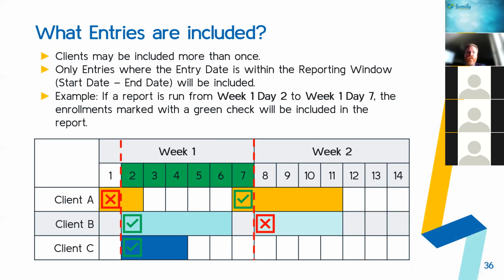So if the client was checked into the project before your reporting window, even if they're still active, it's not going to show up. So client A's first enrollment here, checked in on week 1, day 1. You're running your report starting on week 1, day 2. Because they were enrolled in the project before, it's not going to show up in the report. But anything else where the enrollment date starts in that reporting window will show up.